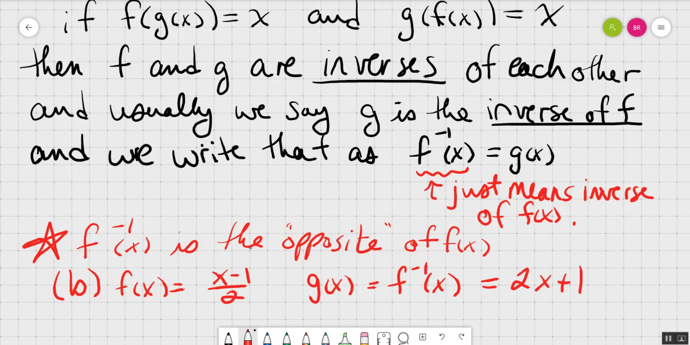So looking at this, what's happening? I've got a subtraction, then a division. And here I've got multiplication and then an addition. So it's the opposite operations in the opposite order. It's a true opposite of each other. And that's what's really happening here.